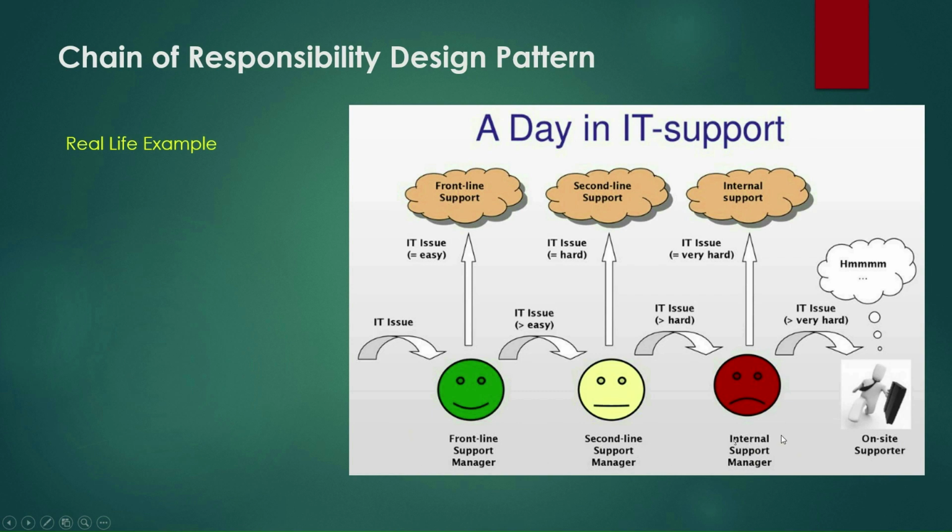These are the objects. They take the request and try to handle it. If they handle it, fine. Otherwise, they transfer this request to the other object. So the request will go along a chain.